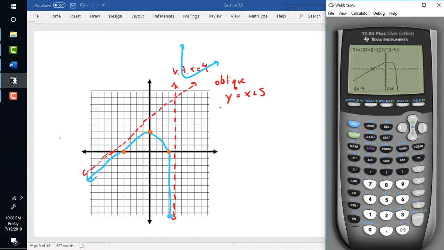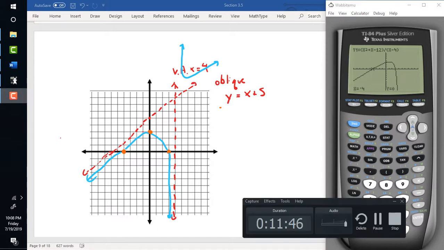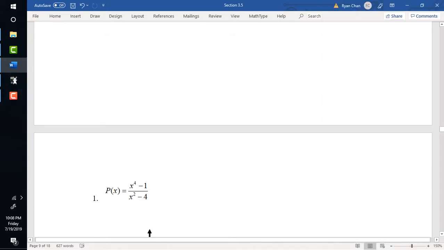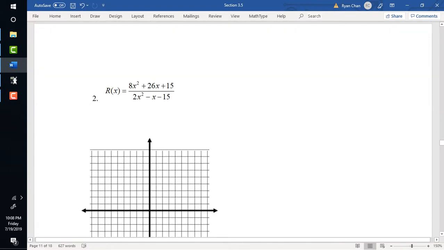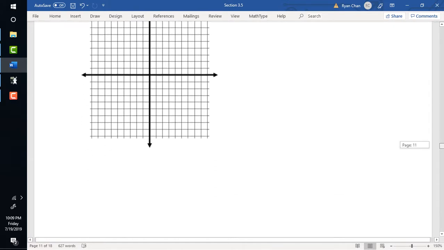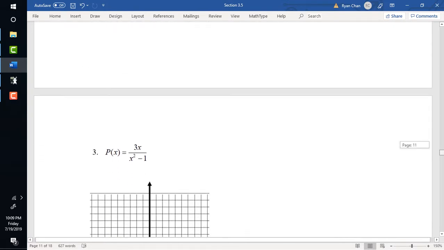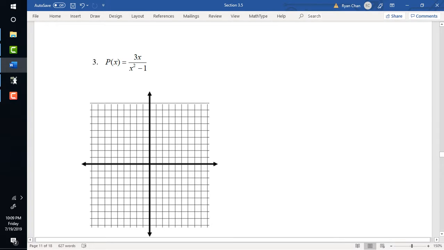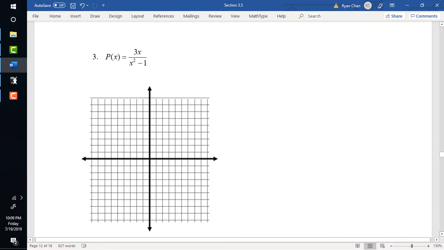Let's continue with a couple more. I'm going to scroll down, and yeah, let's jump to example number 3. I want to do number 3 anyways because this is kind of an odd looking one. So let's take a look at number 3 here. And we are going to find our domain.